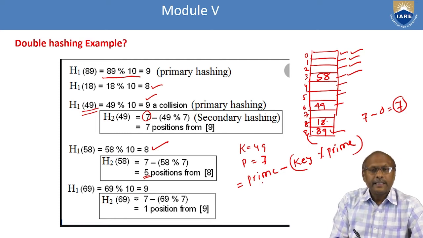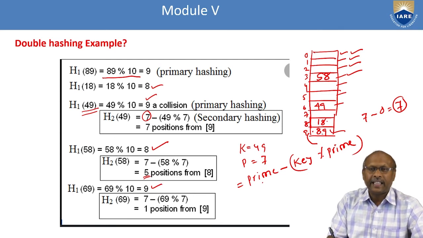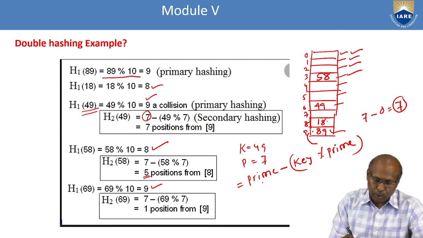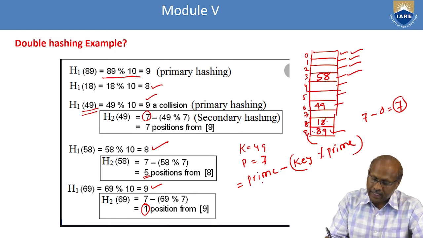Next, 69. 69 modulus 10, how much? 9. But in the 9th place, data 89 is already there. So there is a collision. So where should I store 69? 7 minus 69 modulus 7. 7 times 9 is 63. So the remainder is 6. 7 minus 6 is 1. So I should go 1 position from 9, because the collision occurs at the 9th place. Go 1 step forward. So 69 will be stored at this place.